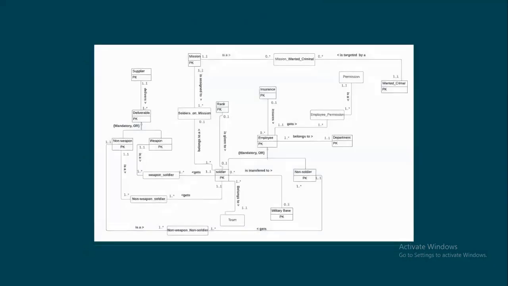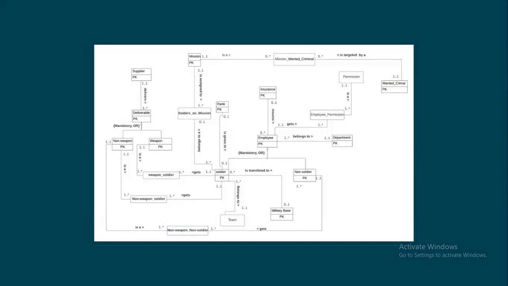So here is my ER diagram. The flow of this ER diagram: an employee can have a permission. But under that relation, I got a decomposition, which is employee permission. As you can see from the employee to the insurance, an employee can have insurance. An employee can be a soldier or non-soldier. Also an employee can be transferred to another military base. And also a soldier can belong to a team.